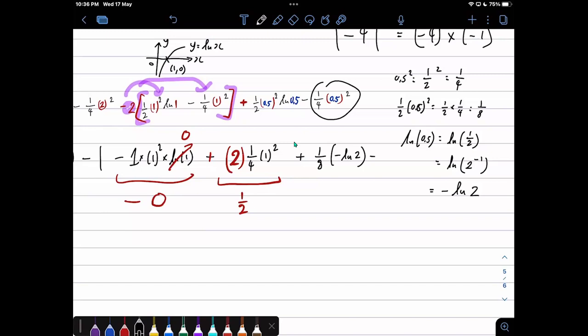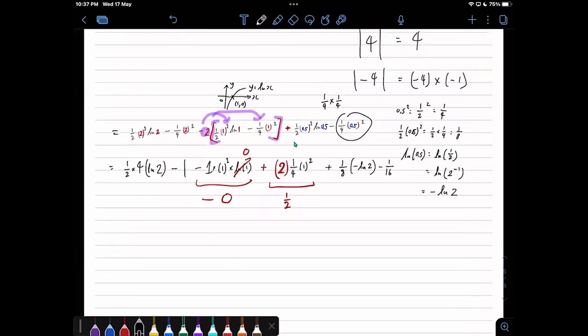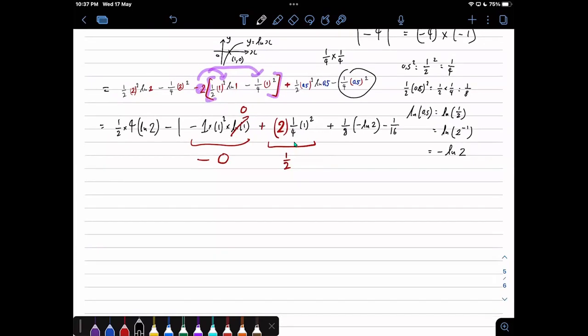This one is, what was it again? Okay, we don't have a calculator. 1/4 times 0.5 square. Half square is 1/4. 1/4 times 1/4 becomes 1/16. So minus 1/16. Okay? Very good. Now we can simplify everything. So 4 and 2 cancel off to give you 2. So this is 2 ln 2 minus 1. Minus 0 can ignore. Plus half cannot ignore. Plus, this is 1/8 times negative ln 2. So minus 1/8 ln 2. This is minus 1/16. I can't do anything about it.